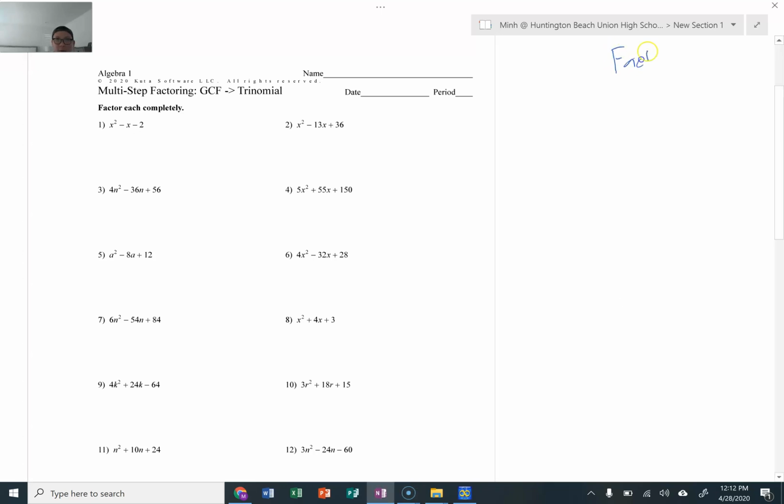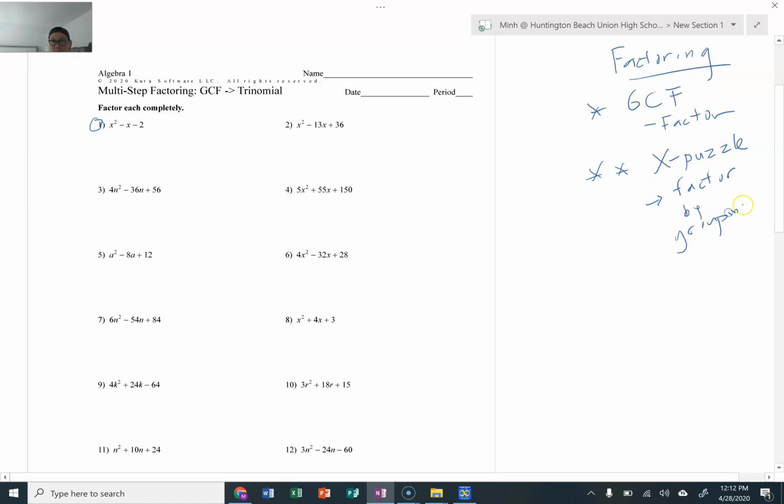Factoring: what I want you to do is always first look for any GCF, any greatest common factor, and then you're going to factor like normal. In this case, if you look at number 1, x squared minus x minus 2, there's no GCF. There's not a number that you can divide all three terms by, and you can't pull out an x because that third term doesn't have an x. So GCF doesn't work, and the next resort is to factor using the X puzzle and then factor by grouping.